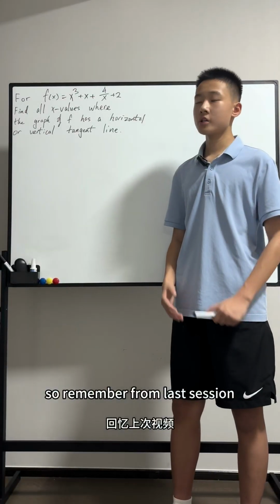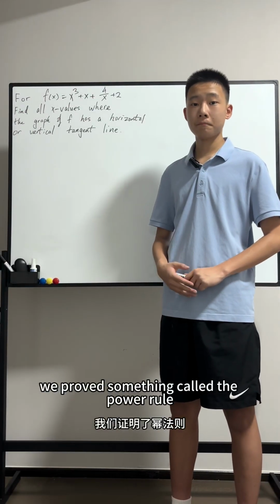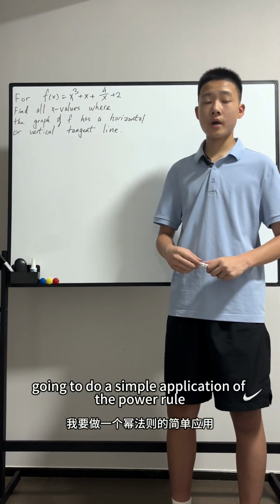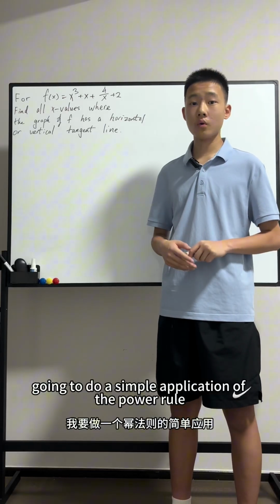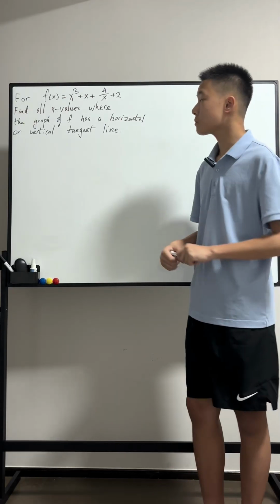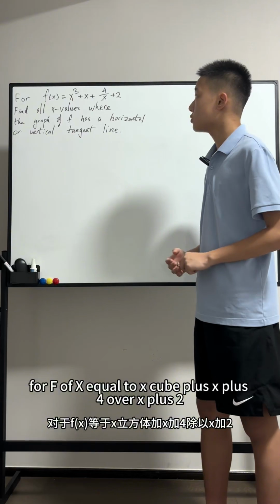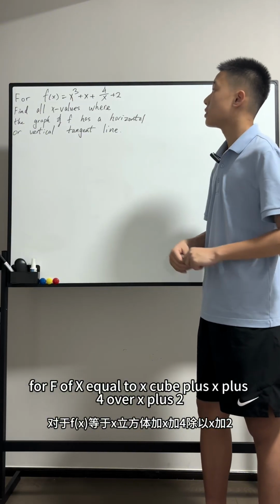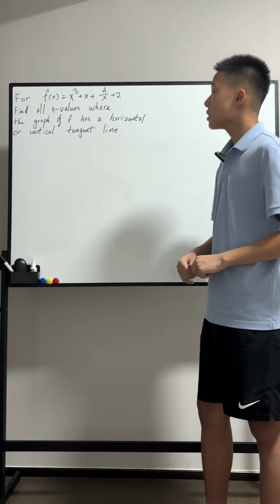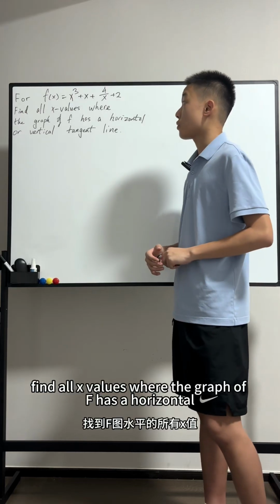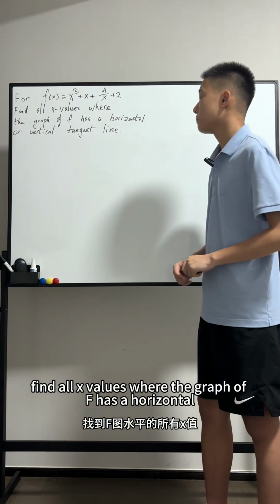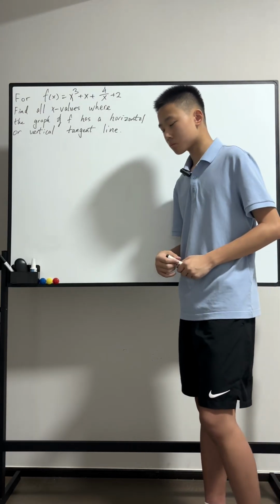So remember from last session, we proved something called the power rule. Today, we are going to do a simple application of the power rule by solving this question. For f of x equal to x cubed plus x plus 4 over x plus 2, find all x values where the graph of f has a horizontal or vertical tangent line.